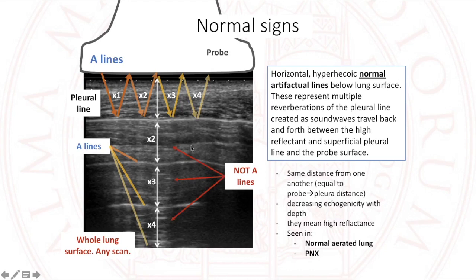These other lines that we see here are not A lines, since they don't have the same distance from the probe to the pleura, and they are basically reflections of what is here. A lines are very useful because they tell that under this layer there is air, basically. It could be either in the lung, so a normal lung would show A lines, or free air, as in pneumothorax.